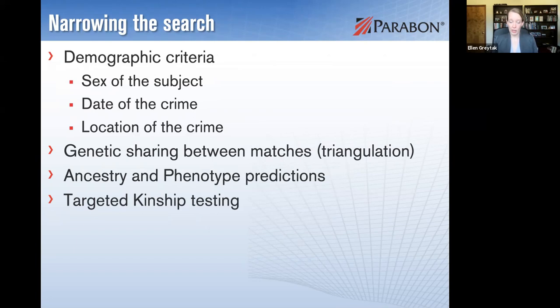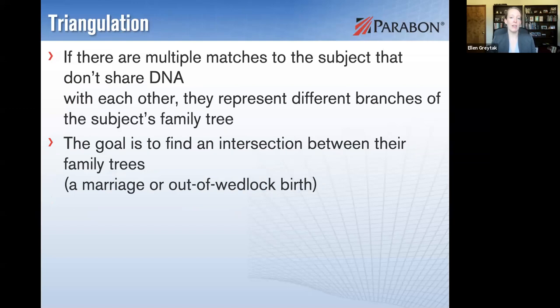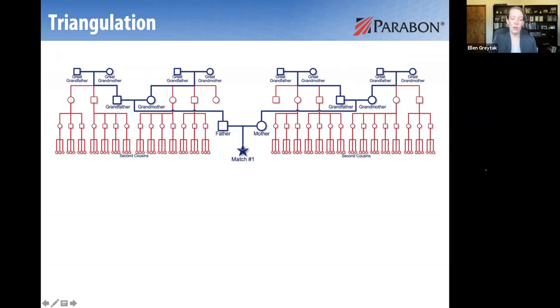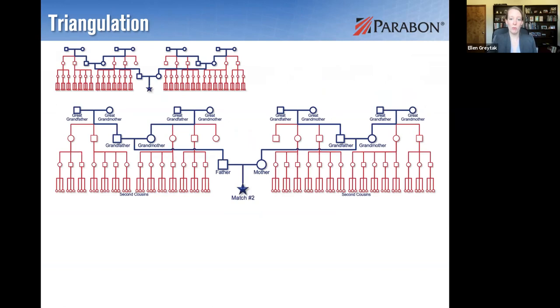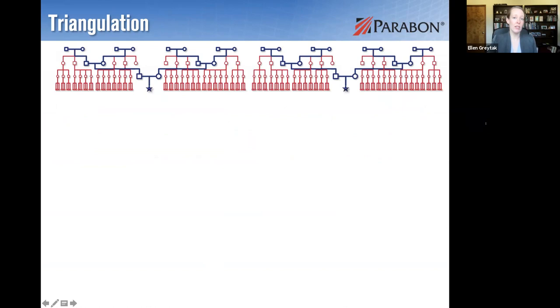So let's say we have multiple matches. We look in GEDmatch, we found our one second cousin, and then we find another relative. And now we need to know who is related to both of those people. So this is that family tree from match number one. Now let's say we have a second match. We need to do the exact same thing, building back in time and forward in time. But now those two matches don't share DNA with each other. So what that means is that their family trees need to intersect through a marriage or at least a child.